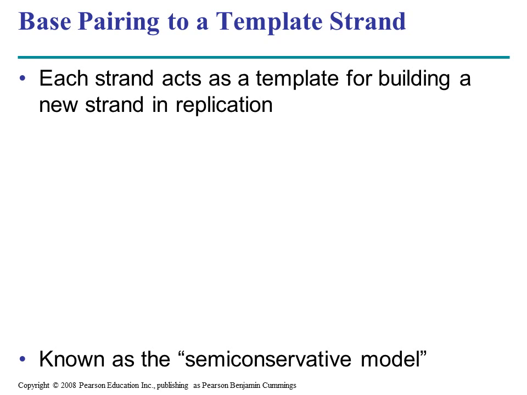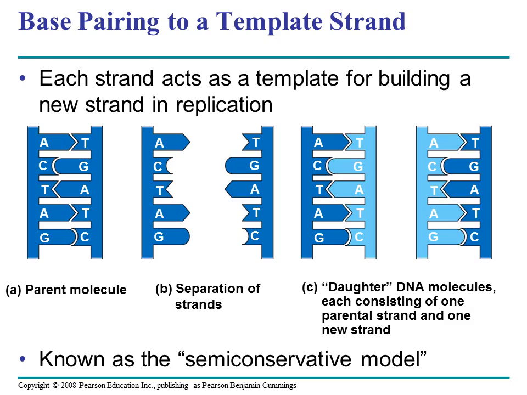So when DNA is replicated, each strand can act as a template or a base for building a new strand in the process of replication. And so here's how it works. On the left side there, A, you have the parent molecule, which is shown in dark blue, the original DNA strand. Now this original DNA strand comes apart so that the double helix is divided into two separate strands.